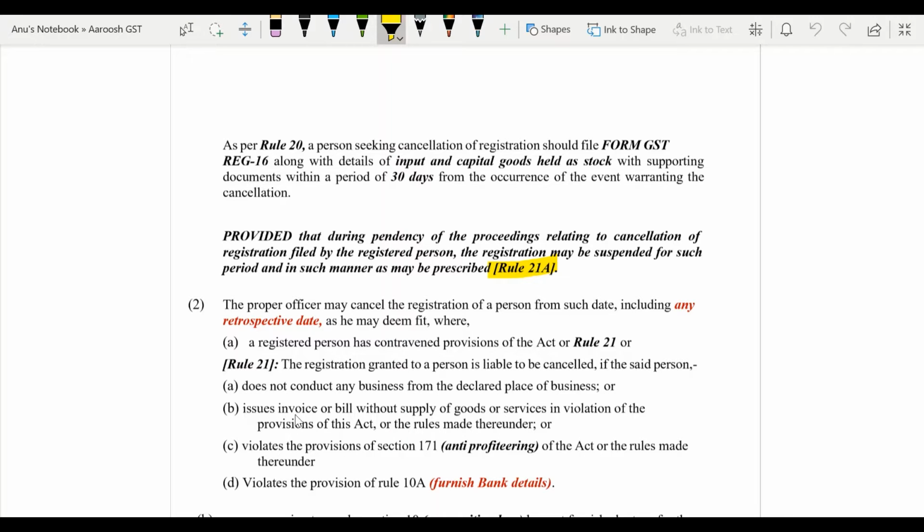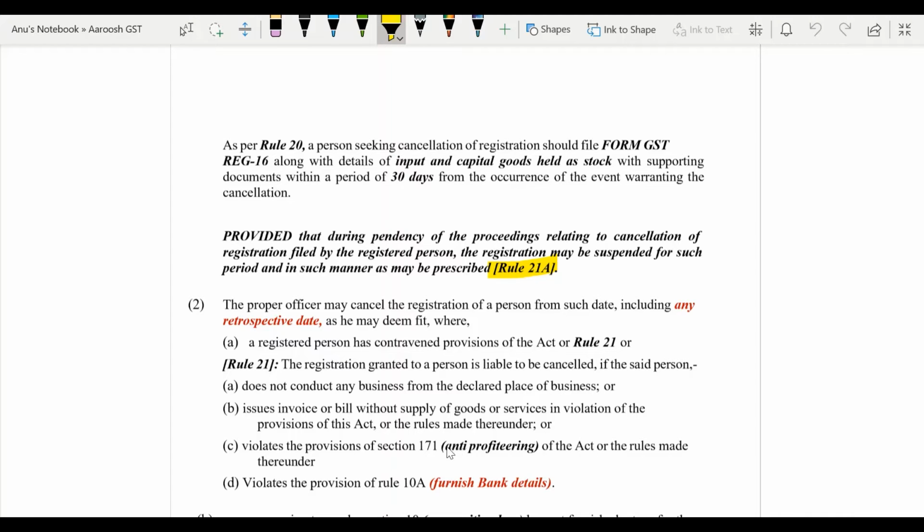Number B, issues invoice or bill without supply of goods or service in violation of the provisions of this act or the rules made thereunder. For example, this is a case of bogus billing. I have a lot of fake bills and I do fake billings, but I'm not supplying any product. There's no evidence of me supplying products in lieu of the bills that I'm generating. This is called bogus billing, and if I do this, I'm in violation of the provisions of this act, and my registration can be cancelled.